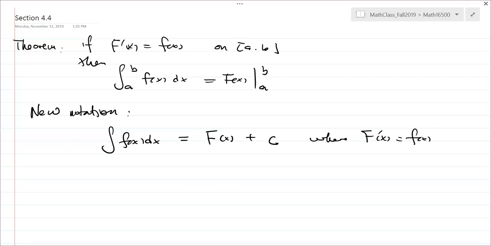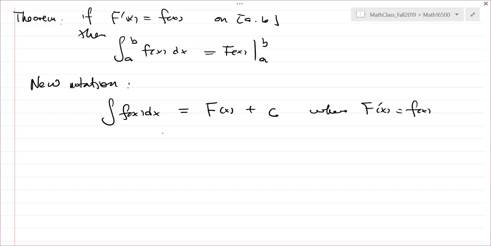The reason we use the integral symbol to denote the antiderivative is because of the above theorem. The definite integral of the function is going to be the difference of the values of the antiderivative at the endpoints. So the indefinite integral itself is just the antiderivative of the function.